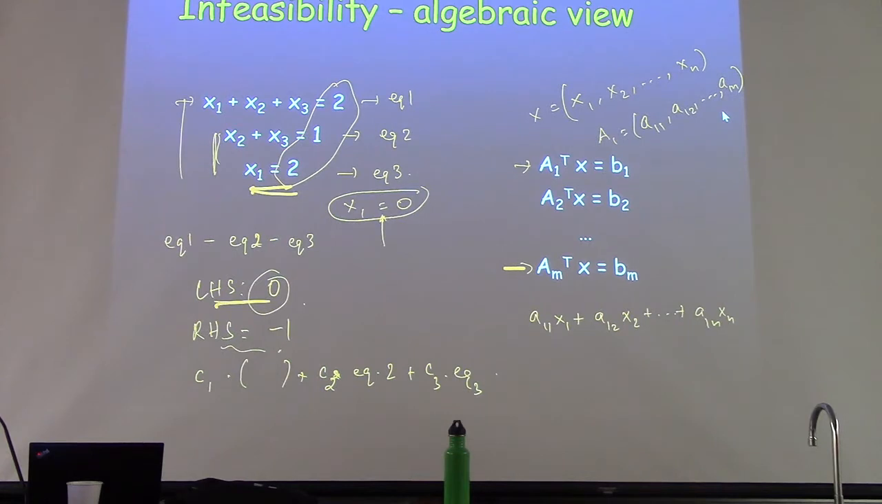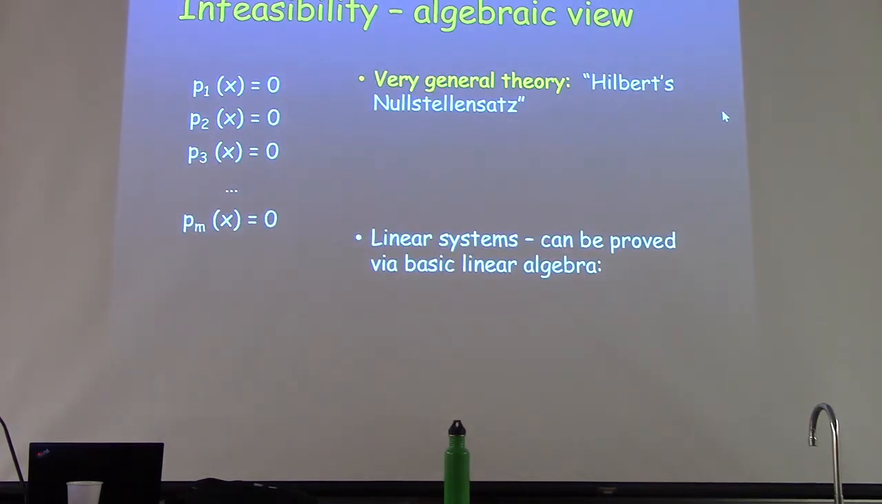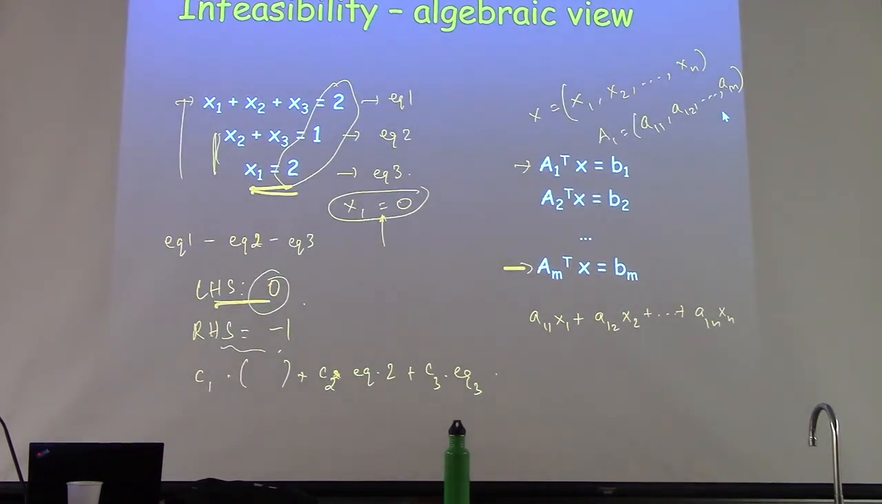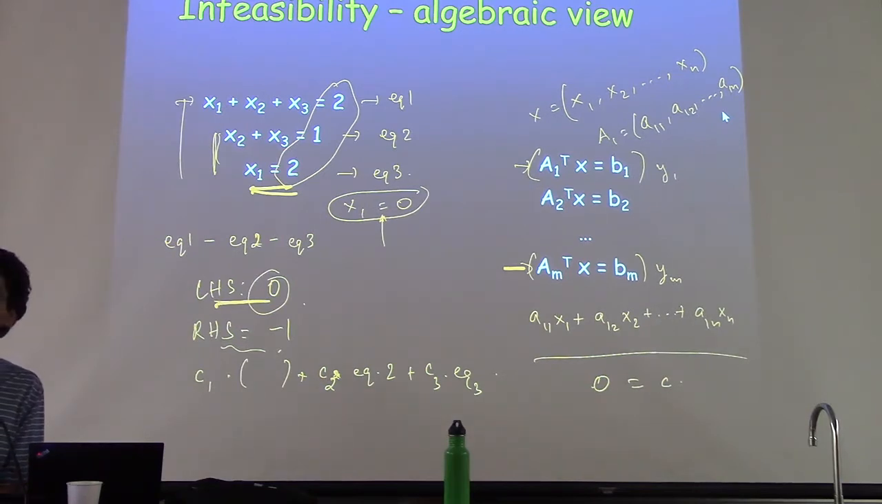So suppose I could manipulate these equations. Suppose I find some y1 times the first equation plus y2 times the second and so on, and ym times the last. Then I add them up and I get 0 equals some constant. Then it means that this set of equations is not feasible. So is this point clear?